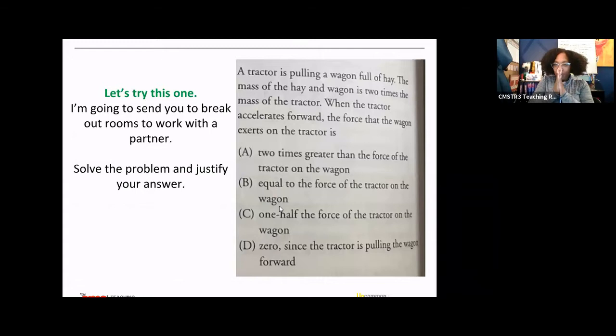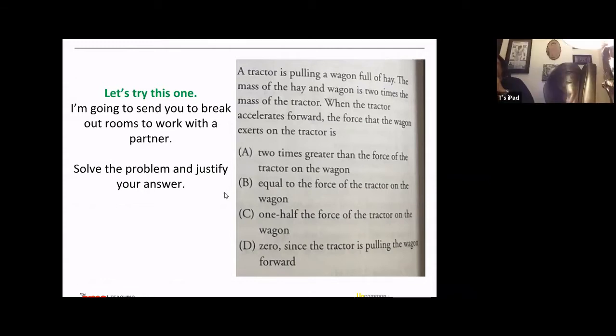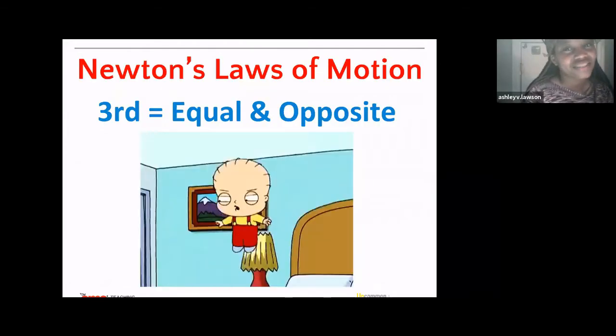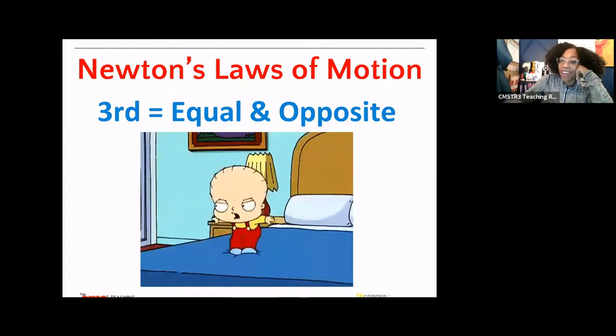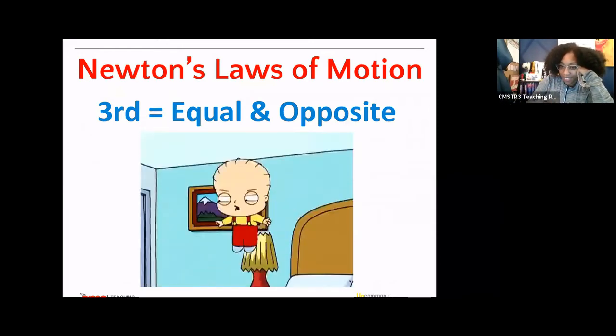Okay. Let me give you a hint. And the hint lies in Newton's 3rd law. Does anybody know what Newton's 3rd says? Every action, there's a reaction or something like that. For every action, there is an equal and opposite reaction.